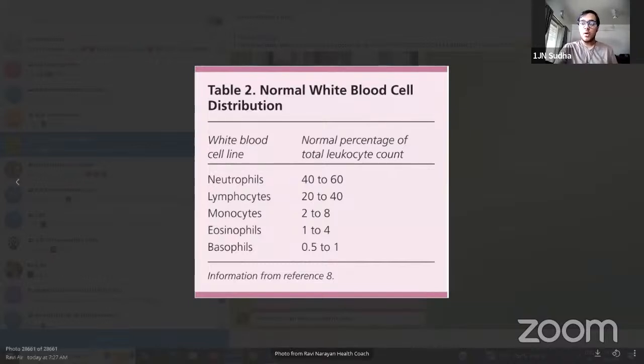For example, neutrophils are part of your third line of defense, along with monocytes, eosinophils, and basophils. But lymphocytes would be part of your fourth line of defense. Now, neutrophils make up most of the population, being 40 to 60% of your white blood cell count. Lymphocytes make up 20 to 40%. Monocytes and macrophages make up 2 to 8%. Eosinophils make up 1 to 4%, and basophils make up 0.5%.